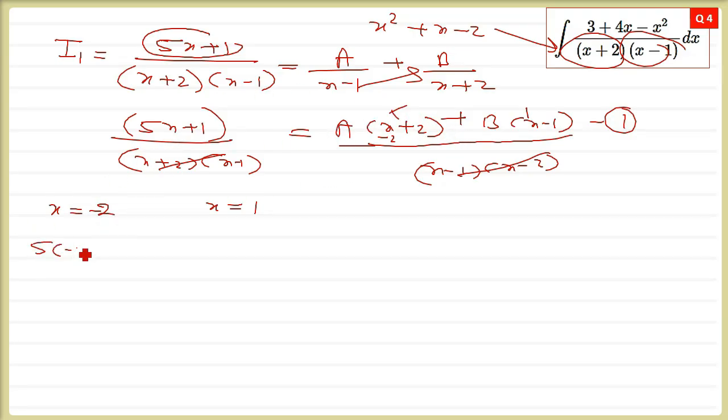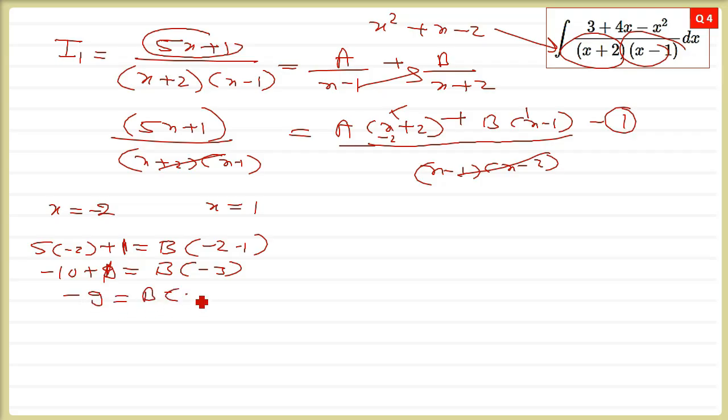So 5 into negative 2, I am writing negative 2 in place of x, will be equal to b, and negative 2 minus 1 will give you negative 3. So this will be negative 10 plus 1 equals b into negative 3, and then negative 9 equals b into negative 3. The negatives get cancelled, b equals 3, 3 threes are 9, so b will be equal to 3. So we have got b equals 3.